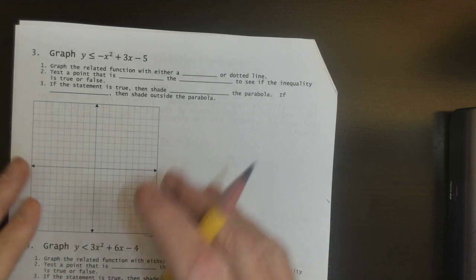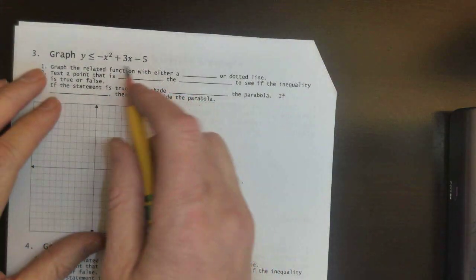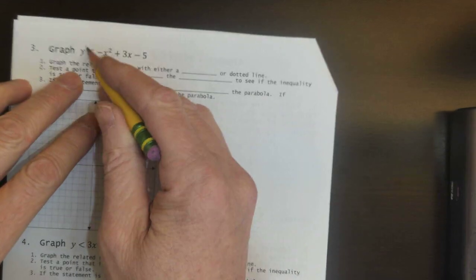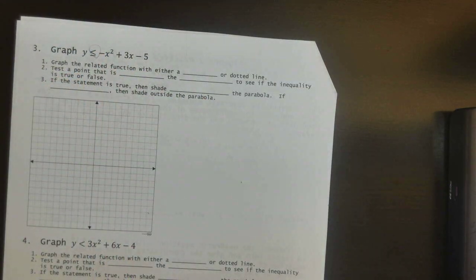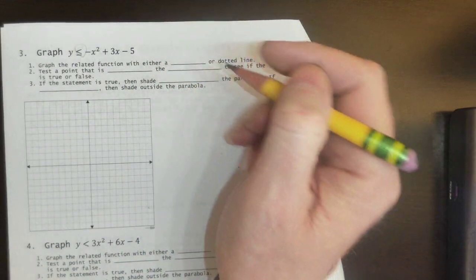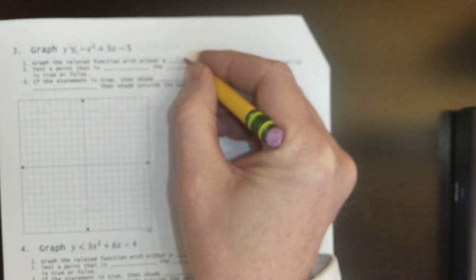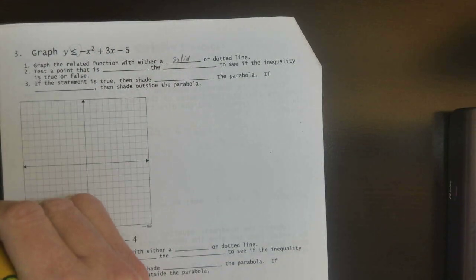So, but what are we doing here? We are actually graphing a quadratic inequality. Inequality means doesn't have an equal sign, has less than or equal or greater than or equal or less than or greater than. So we're going to graph the related function with either a solid or dotted line. I just included our notes. You need to know how to fill in these blanks because the blanks will still be there when you look at the test.